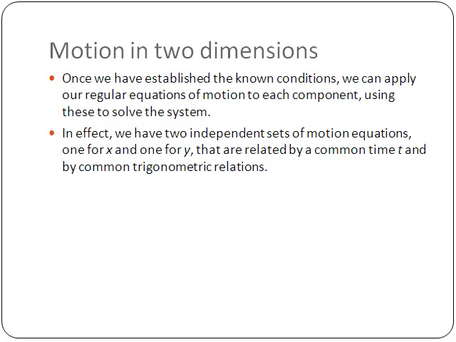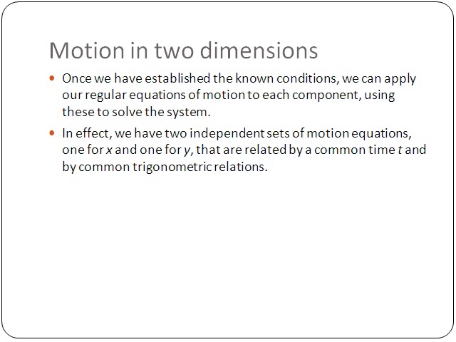All right, so once we have established the known conditions, that's what we did last time, basically figured out what the initial conditions were, what we know, we can then apply our regular equations of motion to each component using these to solve the system. So the normal components, once we got our components, we're going to apply our normal motion equations, our distance equations, our velocity equations, our acceleration equations to be able to find those here.